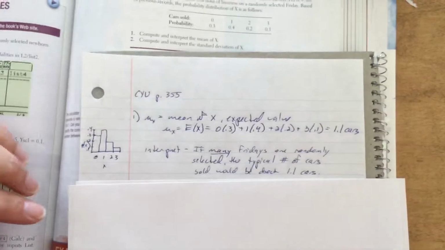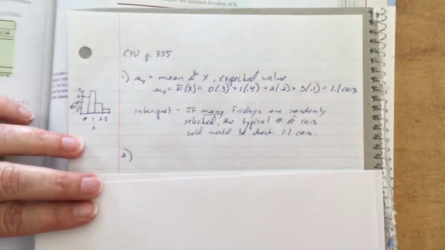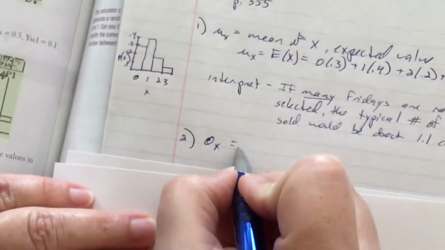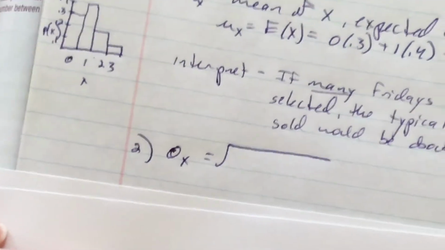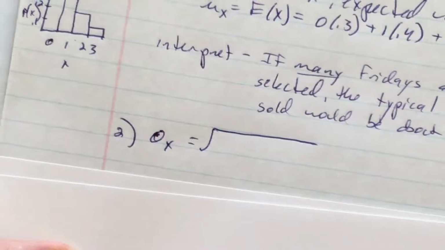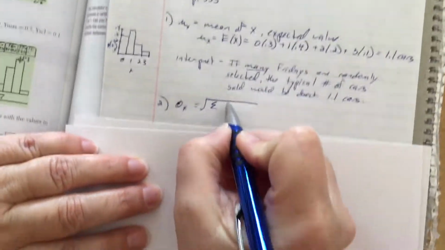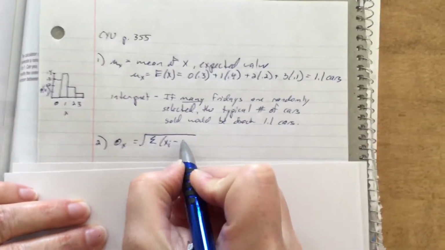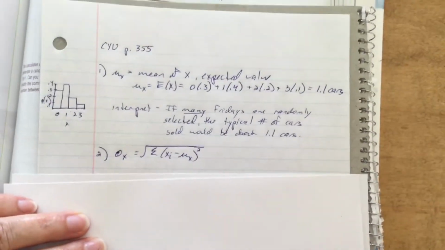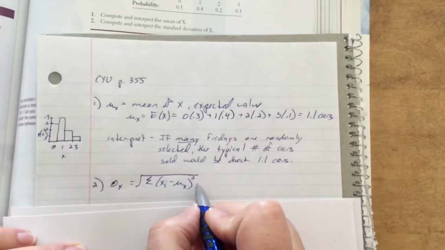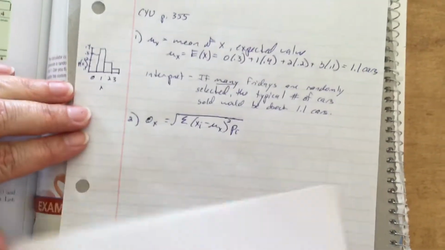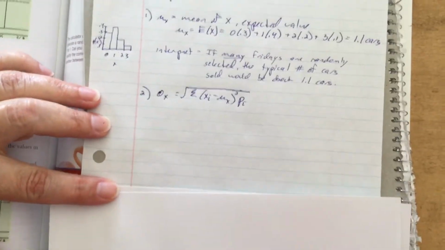Okay, now let's do the standard deviation. Now, standard deviation is the same concept as any standard deviation. It's the typical distance that each data point is from the mean. So we have to take each data point minus the mean and square it, and then we add them up and then we square root. But you have to take into account the probability of each piece of data. So let's do all of these step by step.